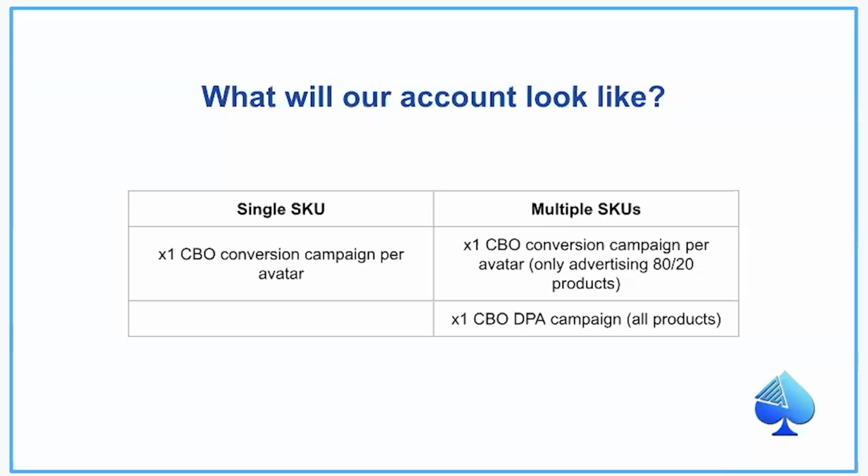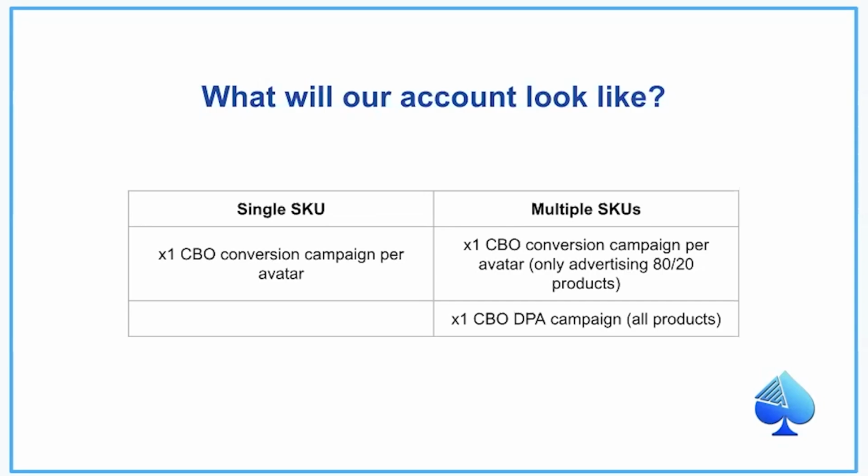And that is, what is your account going to look like if you have different account types, right? So if you have a single SKU brand, you're probably just going to have one CBO conversion campaign per avatar. So each different avatar is going to have their own CBO campaign running that 3-2-2 method within it. If you have multiple SKUs, however, you're going to do one thing a bit differently. You're still going to have your one CBO conversion campaign per avatar, but you're only going to be advertising those top 20% of products from the 80-20 rule we talked about.